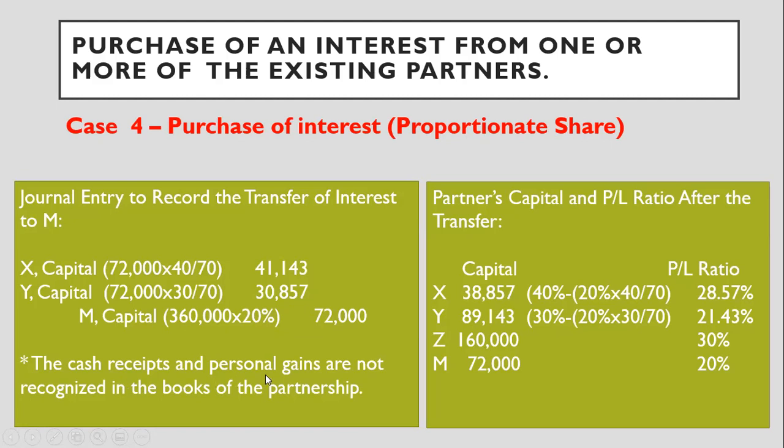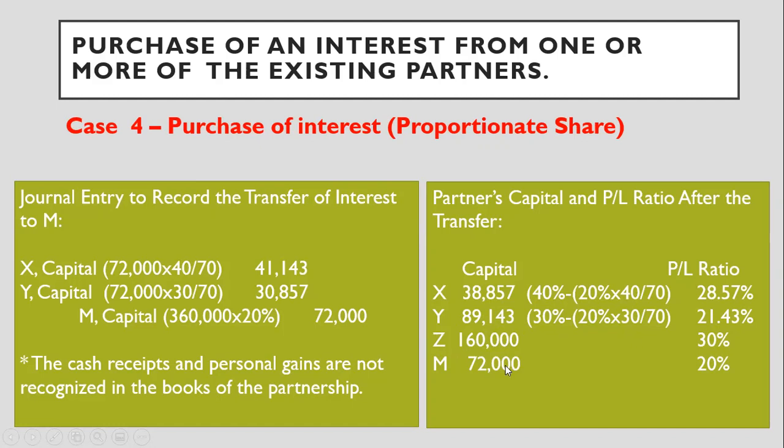So same with the previous problems, the cash receipts and personal gains are not recognized in the books of the partnership. So after the transfer of interest, this will be now the capital and the P&L ratio of the new partnership or the partners. So for X, transferred 41,143. So from 80,000 minus 41,143, X now will have 38,857. And then for Y, originally it's 120,000 minus 30,857. It's 89,143. And then Z the same.